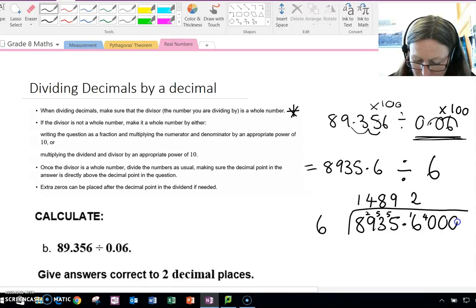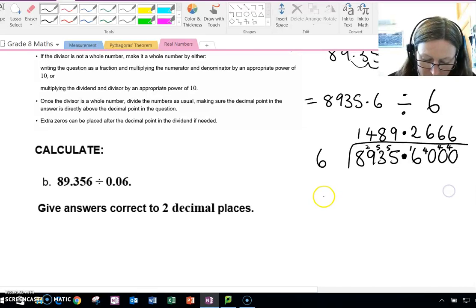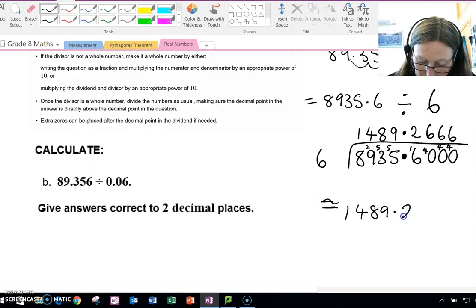Let's add some zeros here. 6 into 40 is 6, which is 36, so 4 left over. 6 into 40 is 6 again, so you can see that the 6 is repeating. Just remember, decimal point here, then we need to make sure the decimal point is here in our answer. So the answer is approximately 1489.26 recurring. Well, that is the answer, but we're asked to 2 decimal places.